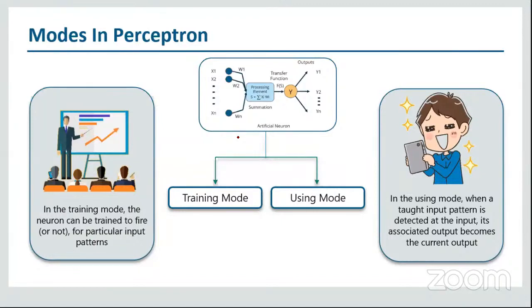Like any other machine learning algorithm, the neural network also has two phases: a training phase and a using phase. In a training phase, the neuron can be trained to fire for a particular input of parameters. In this image, if I happen to ask who is the person teaching here, you are confidently able to say it's a male who is teaching there. And the answer is obvious.